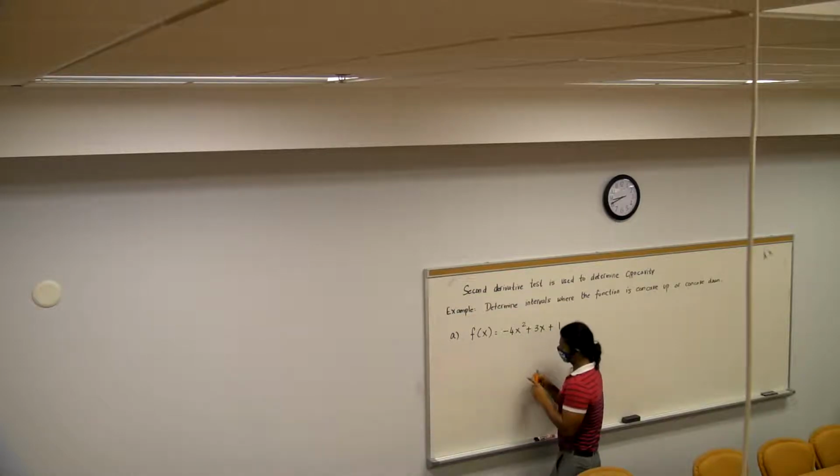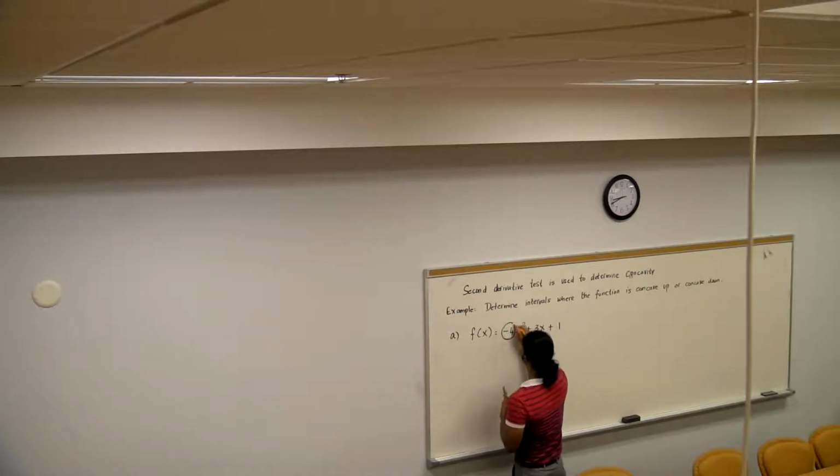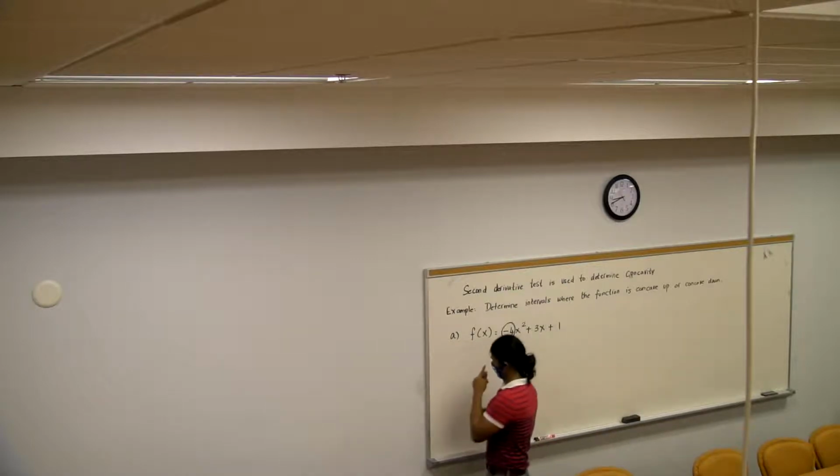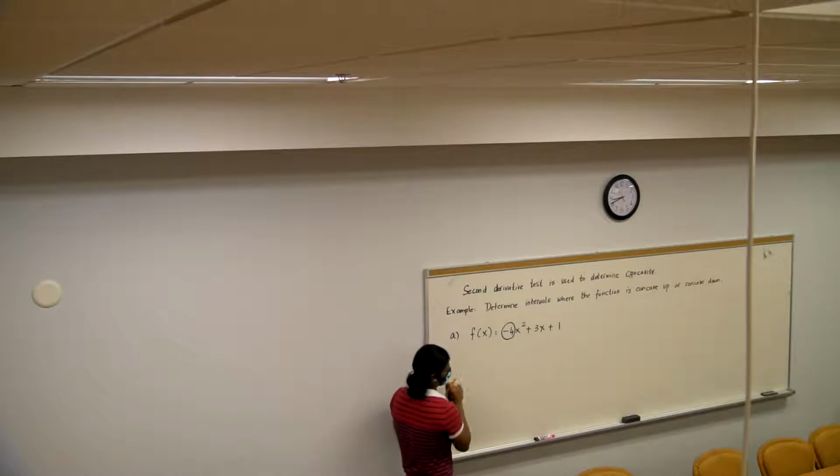An easier way to recognize that is the leading coefficient. If it is negative on a quadratic function, it is concave down. If that is positive, it would be concave up. This is the process to find or determine concavity.